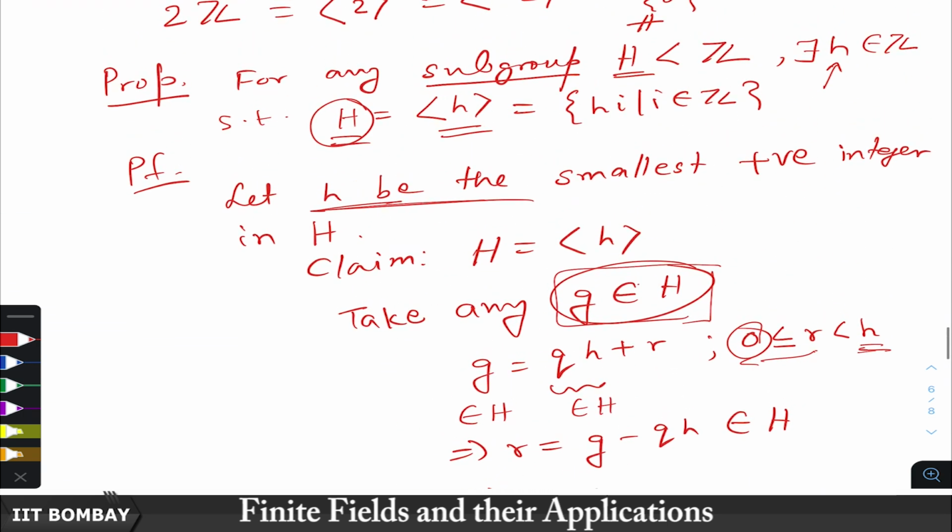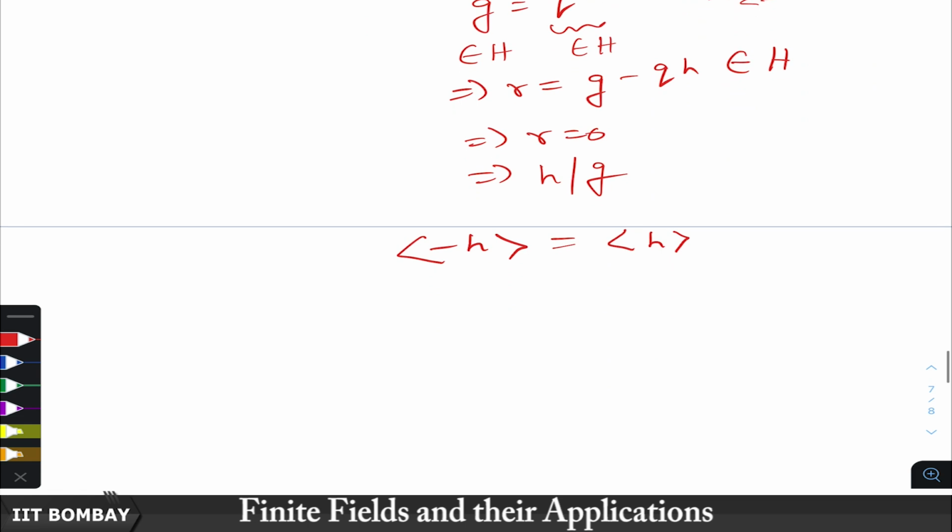So, what we have shown is that not only is Z a cyclic group, generated by 1 and minus 1, but any subgroup of it is also cyclic. Now, this is true in fact for any cyclic group, that any subgroup is also cyclic. So, this can also be proved in the same way.